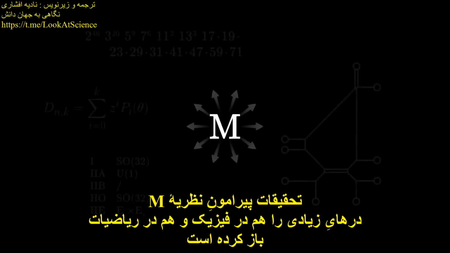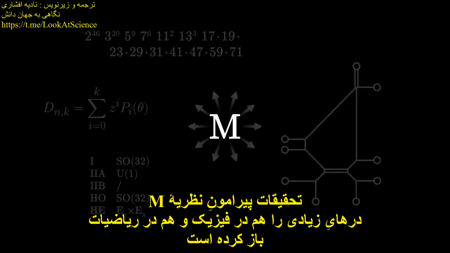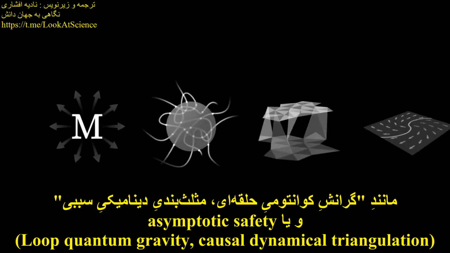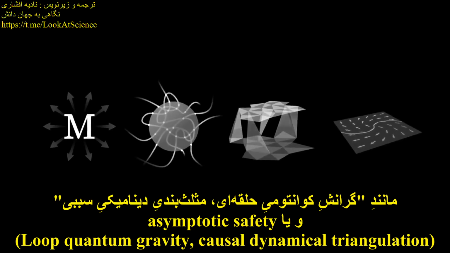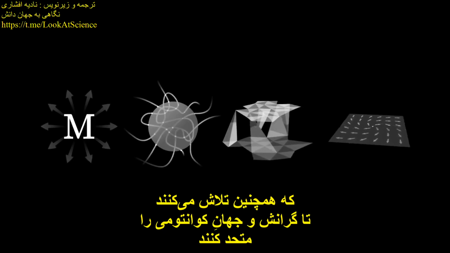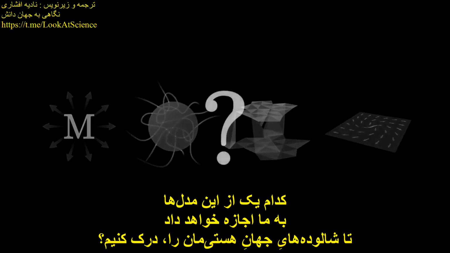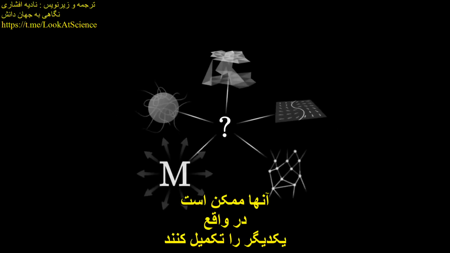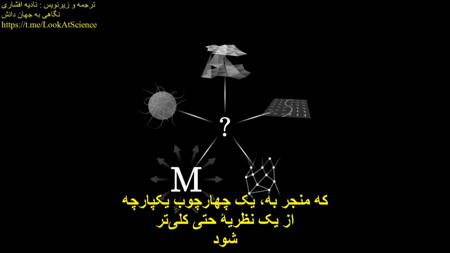Research around M-theory has opened many doors in both physics and mathematics. In parallel, many other theories have been developed, such as loop quantum gravity, causal dynamical triangulation, or asymptotic safety, which also attempt to unify gravity and the quantum world. Which of these models will allow us to understand the foundations of our universe? Who knows? They may in fact complement each other, leading to an integrated framework of an even more general theory.